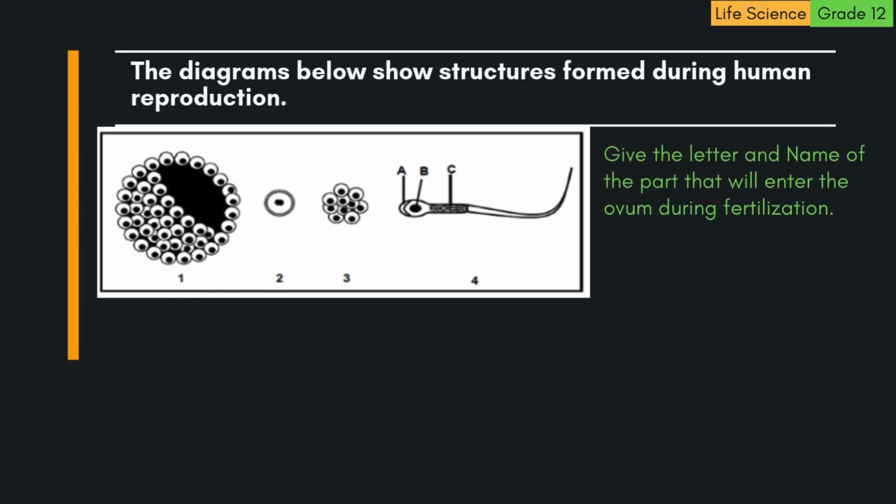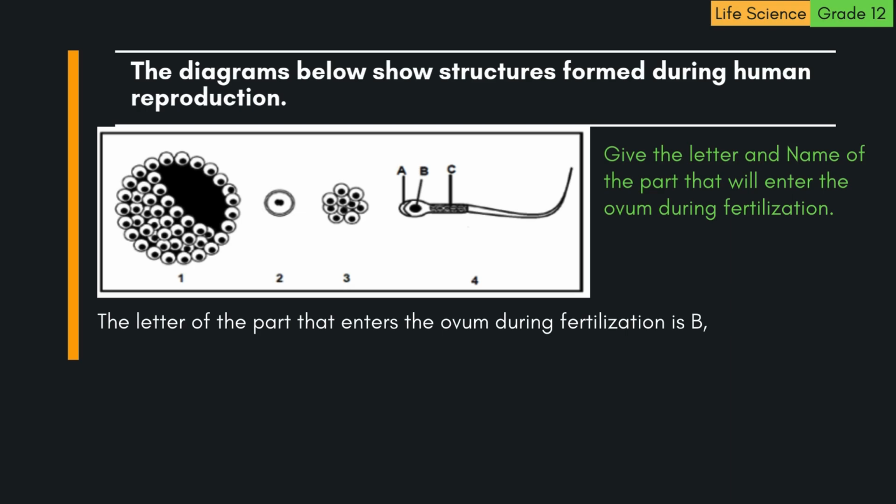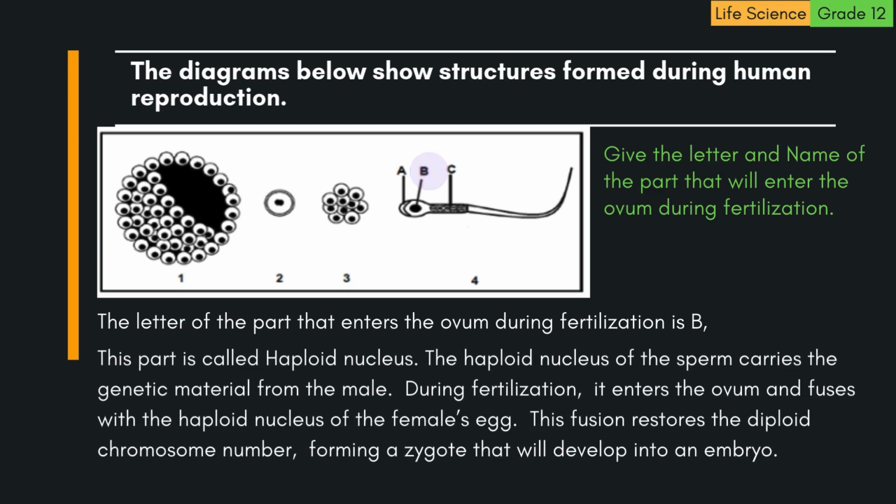Question. Give the letter and name of the part that will enter the ovum during fertilization. The letter of the part that enters the ovum during fertilization is B. This part is called haploid nucleus.